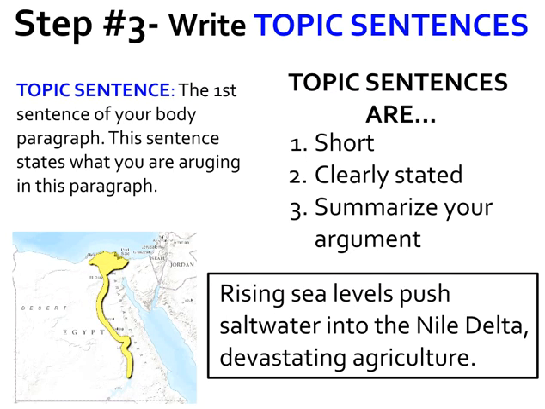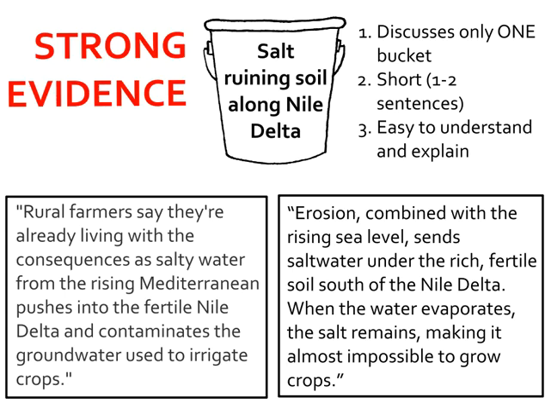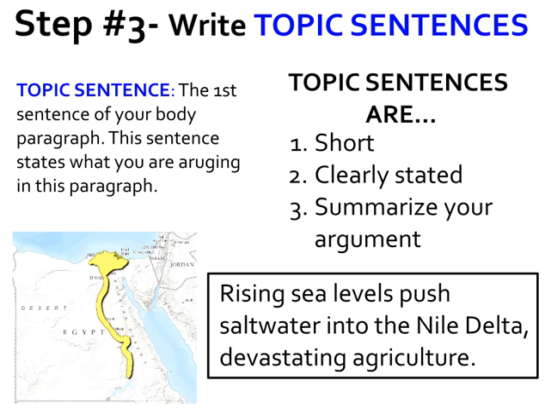So a topic sentence is the first sentence of your body paragraph. It is the sentence that states what you're arguing in the paragraph or which topic you're going to really explain and describe in that paragraph. Topic sentences are short, they're clearly stated, and they summarize your argument. So here's an example of one of my topic sentences. This is the example of my topic sentence for this bucket, salt ruining the soil along the Nile Delta. "Rising sea levels push salt water into the Nile Delta, devastating agriculture."